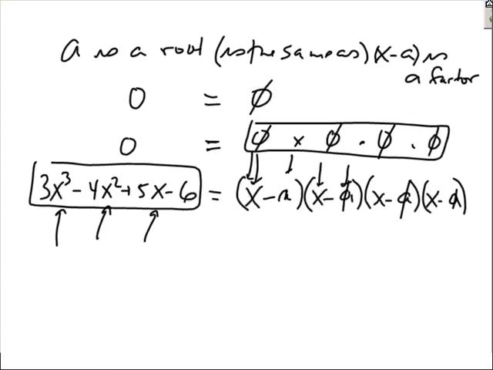One of the factors must be x minus a. And if it is, then when x is a, a minus a is 0, so we don't get not 0 anymore, we get 0. If a is a root, then x minus a must be a factor. If x minus a is a factor, then a must be our root. They come in pairs.